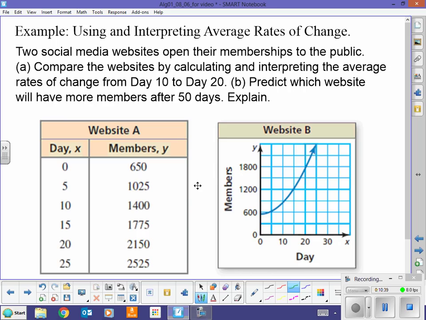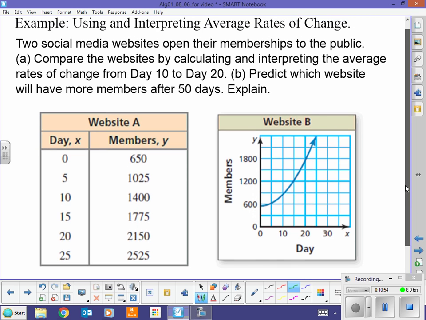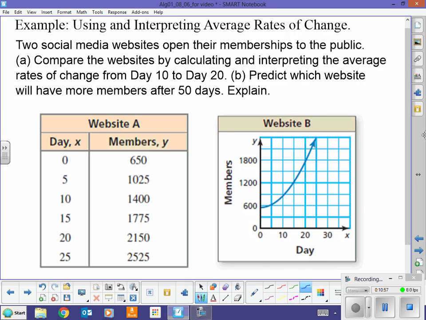Okay, so let's take a look here at an example using and interpreting average rates of change. Two social media websites open their memberships to the public. Compare the websites by calculating and interpreting the average rates of change from day 10 to day 20. Predict which website will have more members after 50 days, and then explain. Okay. Website A, it looks like it's 5, 10, 15, 20, 25. So we're increasing constantly here. It's a consistent rate of change.